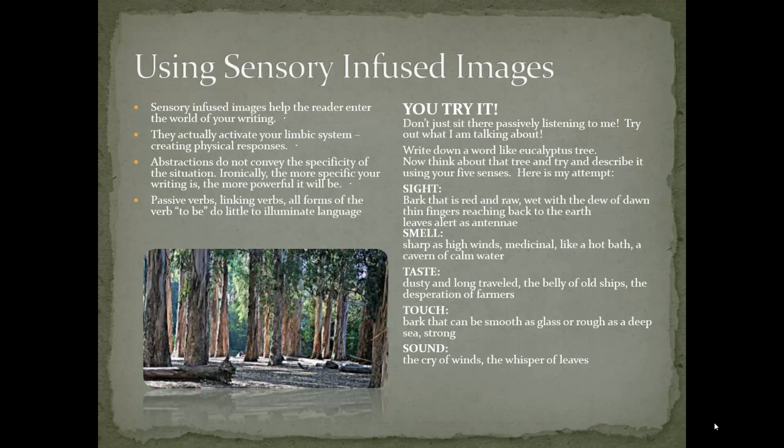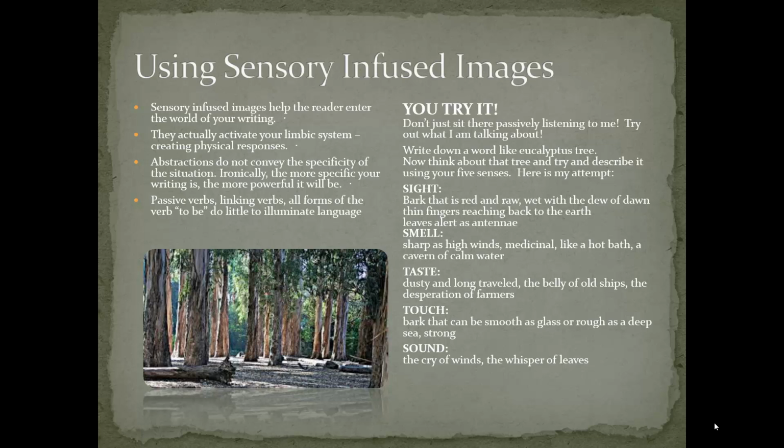So start by writing down a word. I'm choosing eucalyptus tree because there's one right outside my window. Now think about that tree and try to describe it using your 5 senses. So you're going to think about whatever you've decided to think about.